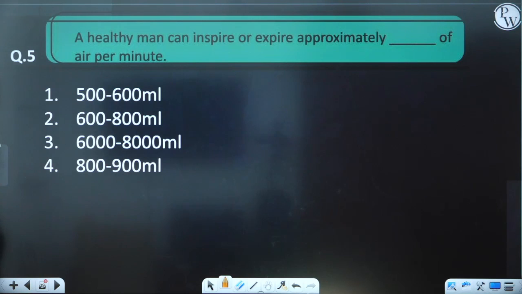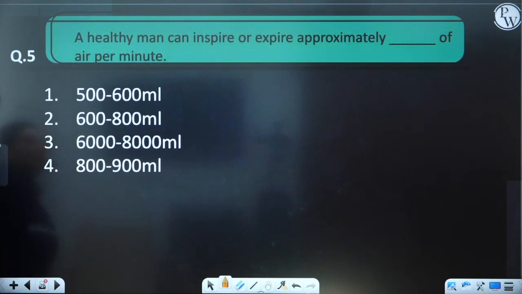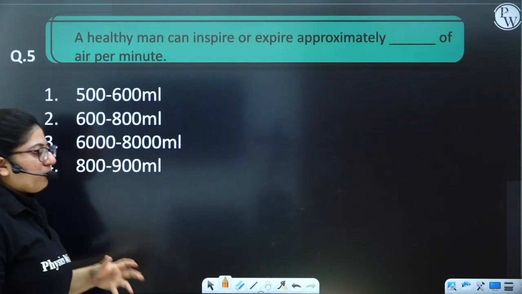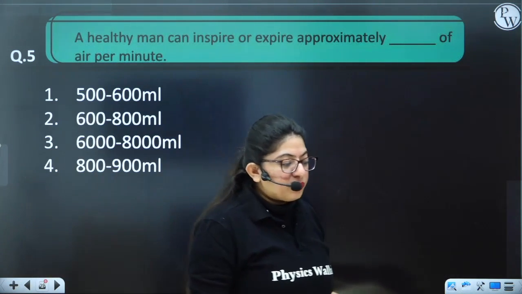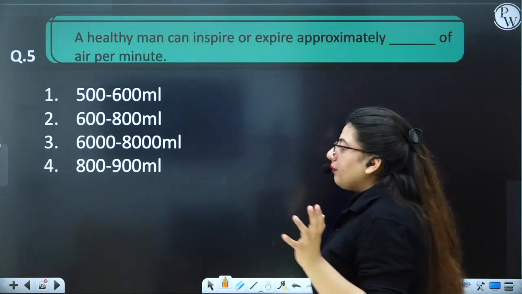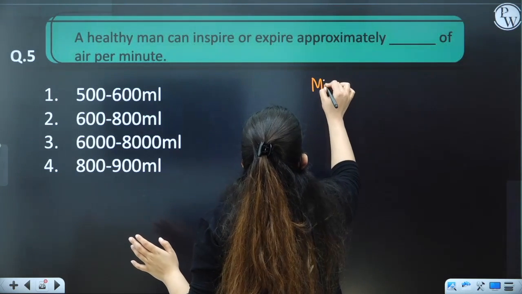Next question. A healthy man can inspire or expire approximately dash of air per minute. Now here comes the topic which I really want to discuss with you. That is the minute ventilation. So this is the concept of minute ventilation.